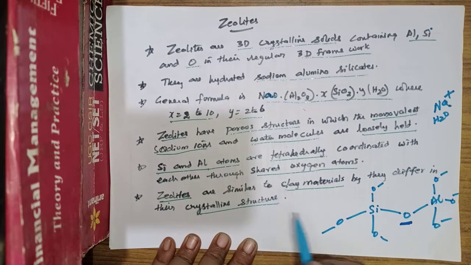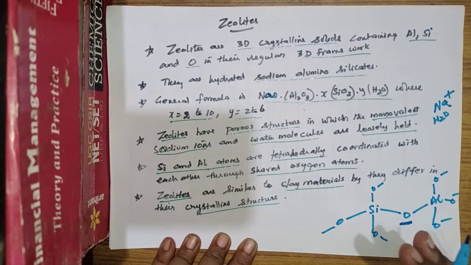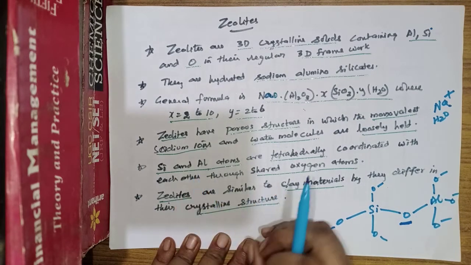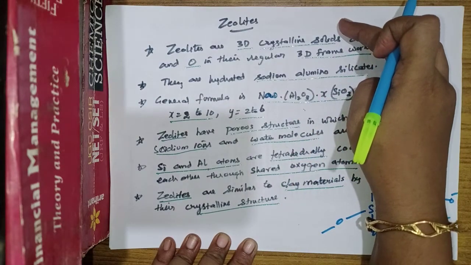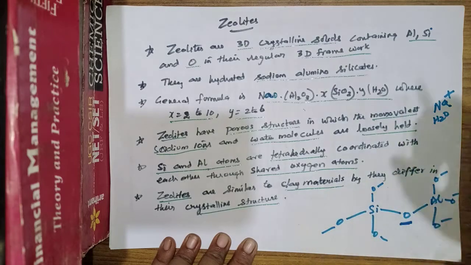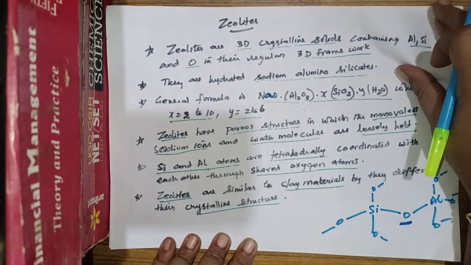Zeolites are similar to clay material, but differ in the crystal, because zeolites are crystalline solids. We already saw that zeolites are crystalline solids. Clay means it's packed, and water molecules are held heavily. But in zeolite, water molecules are loosely bonded.